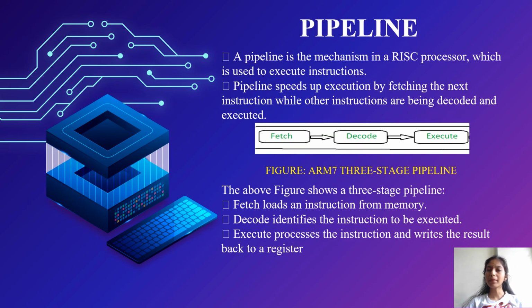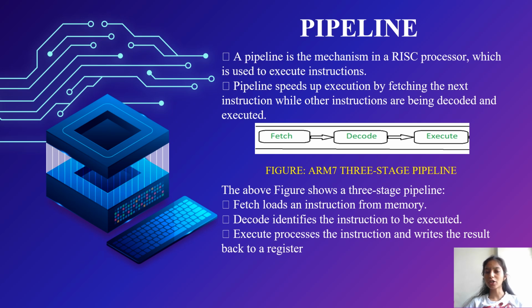Pipelines. A pipeline is a mechanism in a RISC, reduced instruction set computer, processor which is used to execute instructions. A pipeline speeds up the execution by fetching the next instruction while other instructions are being decoded and executed. Fetch, decode, execute. ARM7 three-stage pipeline.